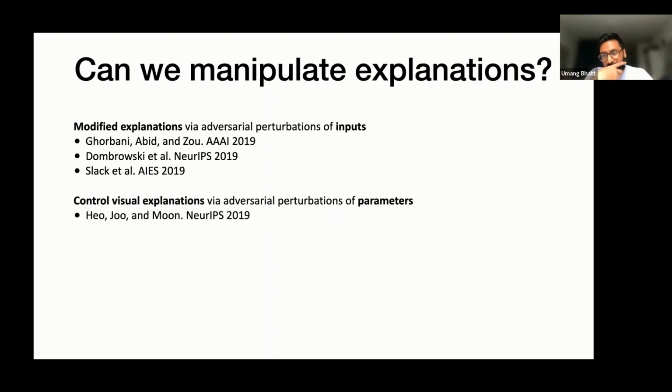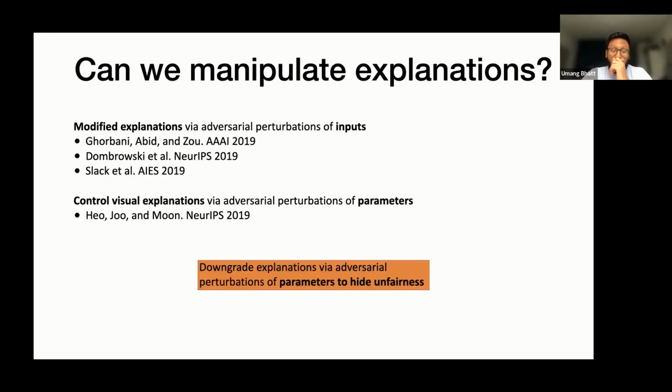Juyeon Heo, who's recently joined us here at Cambridge, came up with this really clever idea of doing an adversarial attack on the parameters such that I can control the explanation. Now, what is an adversarial attack on the parameters? Well, it's exactly as it sounds. I will attack my parameters to get whatever outcomes I want. Pretty straightforward. So our goal will be, how can we downgrade that sensitive attribute via an adversarial attack on the parameters such that we can hide that unfairness, the reliance on a sensitive attribute.